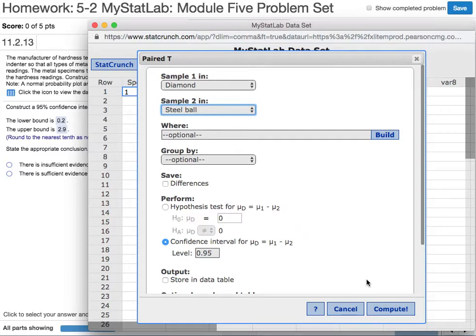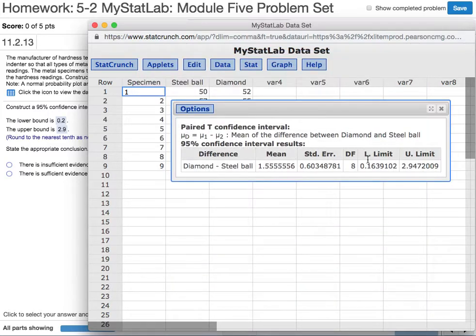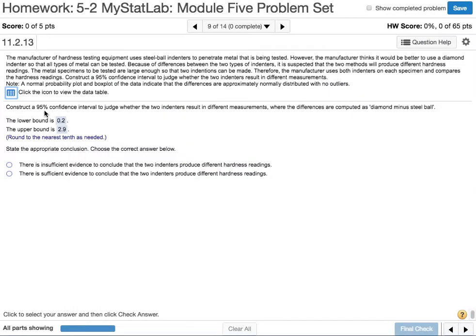So now we are ready to compute this and get our lower and upper limit. The lower bound, rounding to the nearest tenth as needed, looks right on track at 0.2, and then the upper bound is 2.9. So that looks perfect. Now, what this confidence interval actually means is that we're 95% confident that the mean difference is between the lower and upper bound.